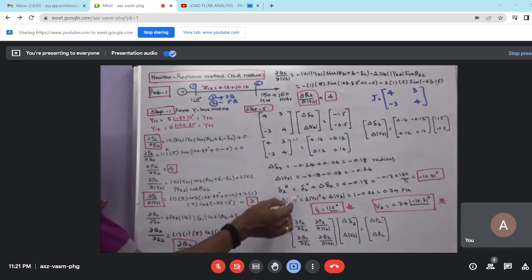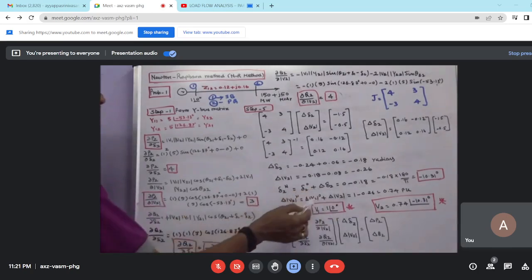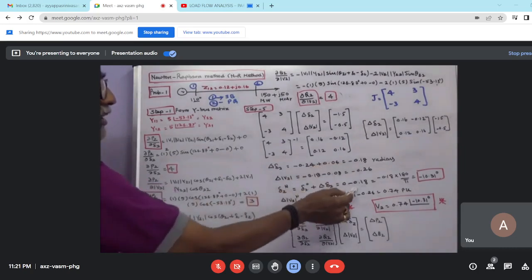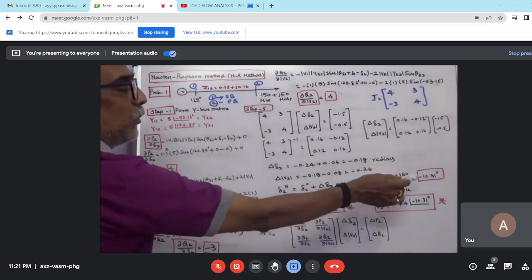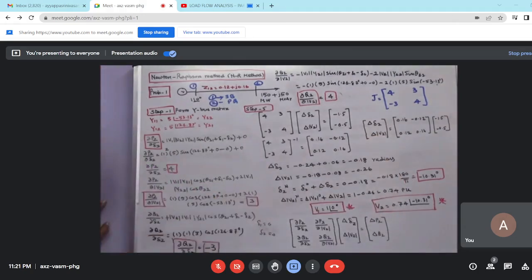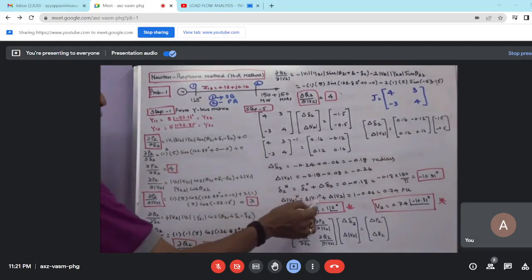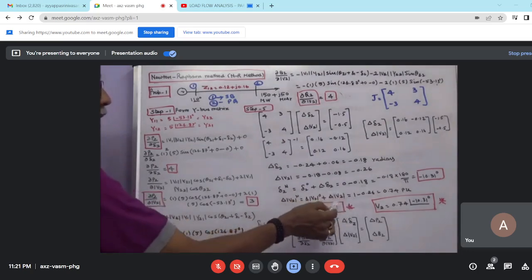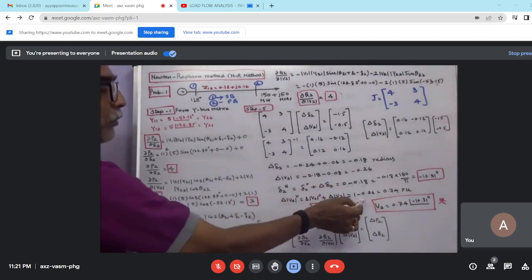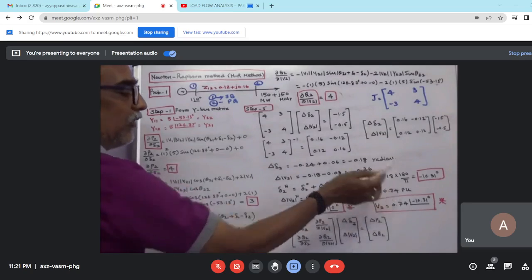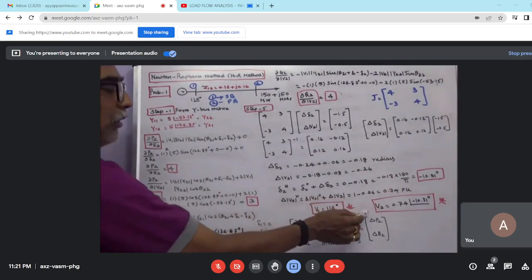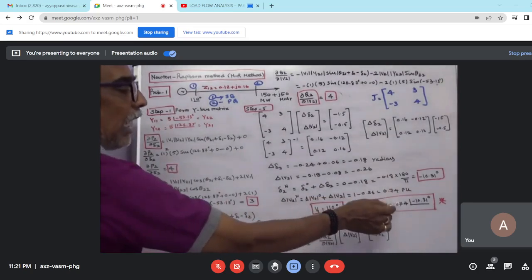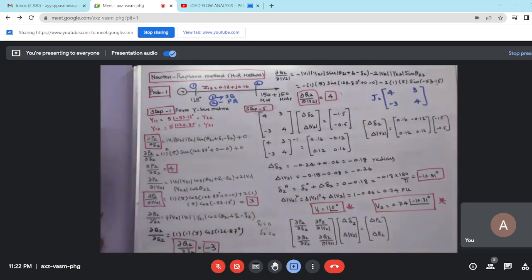Now delta 2 new is equal to delta 2 old, which is 0, plus the calculated value, minus 0.18. This is in radians, into 180 by pi, that is equal to minus 10.31 degrees. That is delta 2 new. Similarly, modulus of V2 new is equal to the old value, 1, plus the calculated value, minus 0.26. This value is 0.74 per unit. Therefore, V1 is equal to 1 angle 0, V2 is equal to 0.74 angle minus 10.31 degrees.